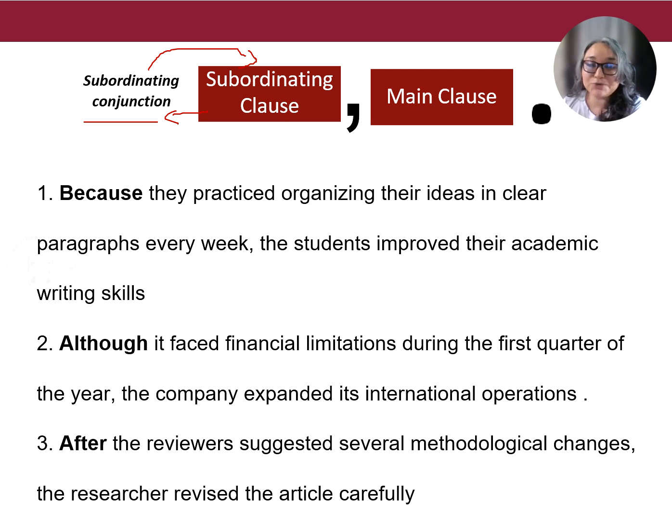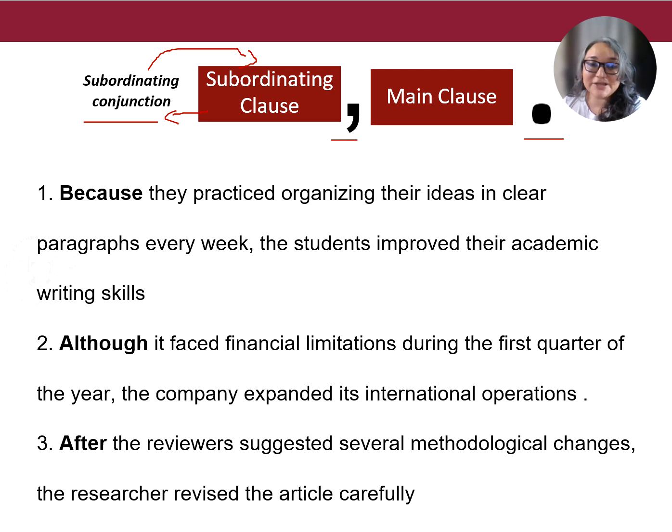When you have the subordinating conjunction at the beginning, you will need a comma to separate the subordinating clause from the main clause. And remember, in English, every sentence finishes in a period. Let's analyze the structure of the following sentence. Because they practice organizing their ideas in clear paragraph every week, the students improve their academic writing skills.